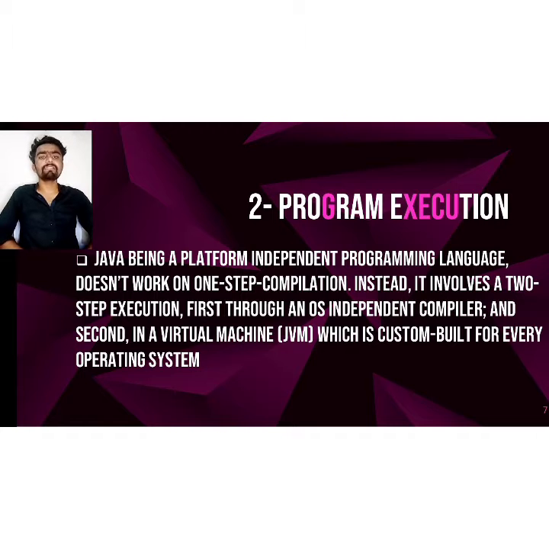Then the second topic is program execution. Java, being a platform independent programming language, doesn't work on one-step compilation. Instead, it involves a two-step execution, first through an independent compiler and second the JVM, which is custom built for every operating system. JVM means Java Virtual Machine.